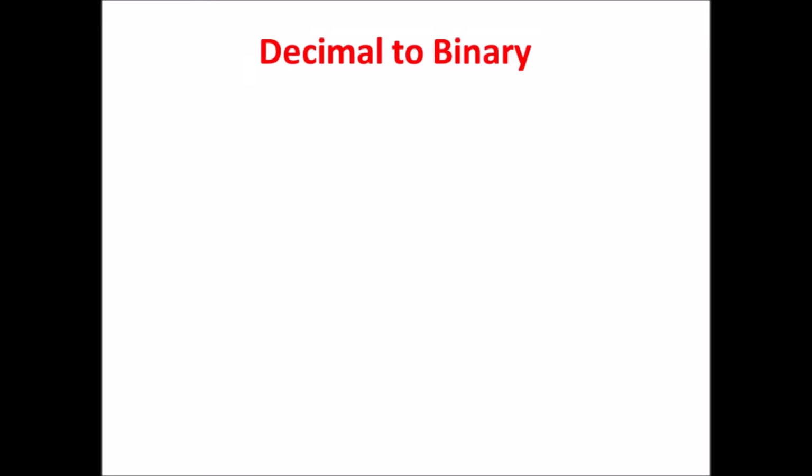In this video we'll convert a decimal number into binary. Before that, let's understand the concept. Decimal numbers are all the numbers from 0 to 9, so all the 10 numbers starting from 0 to 9. And binary numbers have only two digits, that is 0 and 1.